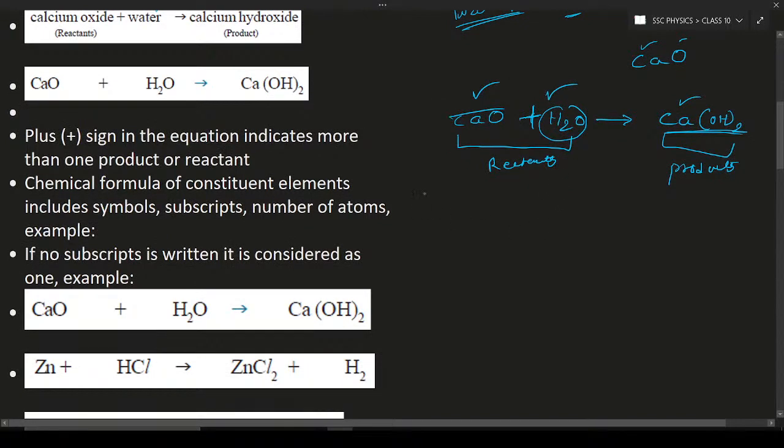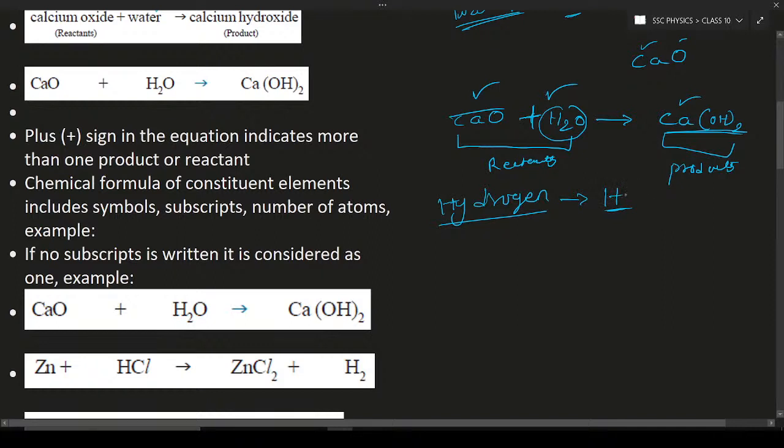So first we will discuss the symbol. Each and every atom in the periodic table has a certain symbol. For example, if you take hydrogen, this is the word for the element. So what is the symbol for this element? The symbol for this element is H, simply H. If you write H simply, it is the symbol for hydrogen.